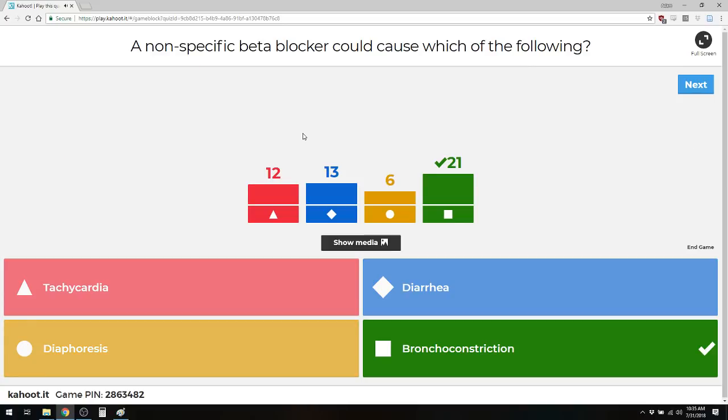Interesting. All right, pretty even split here. So let's look at this. We're blocking both beta 1 and beta 2. So would you expect to see tachycardia if I'm blocking beta 1? No, you'd see bradycardia if anything, right? So that would not be the case here.